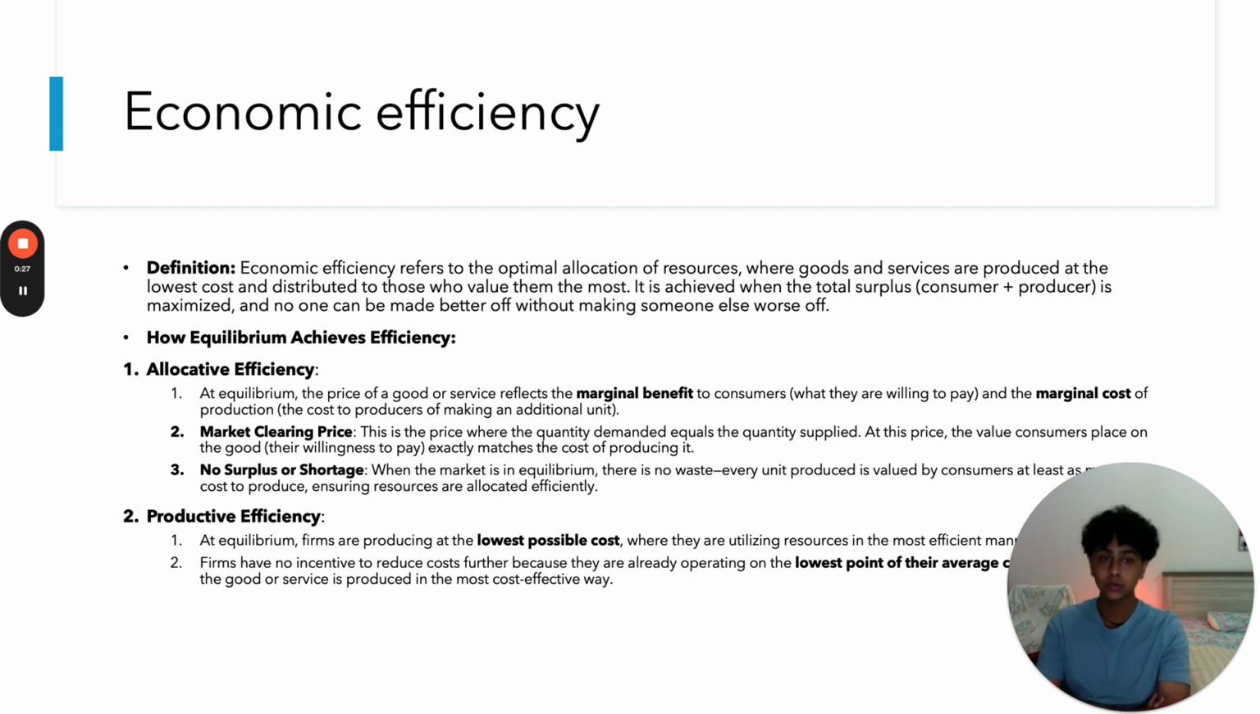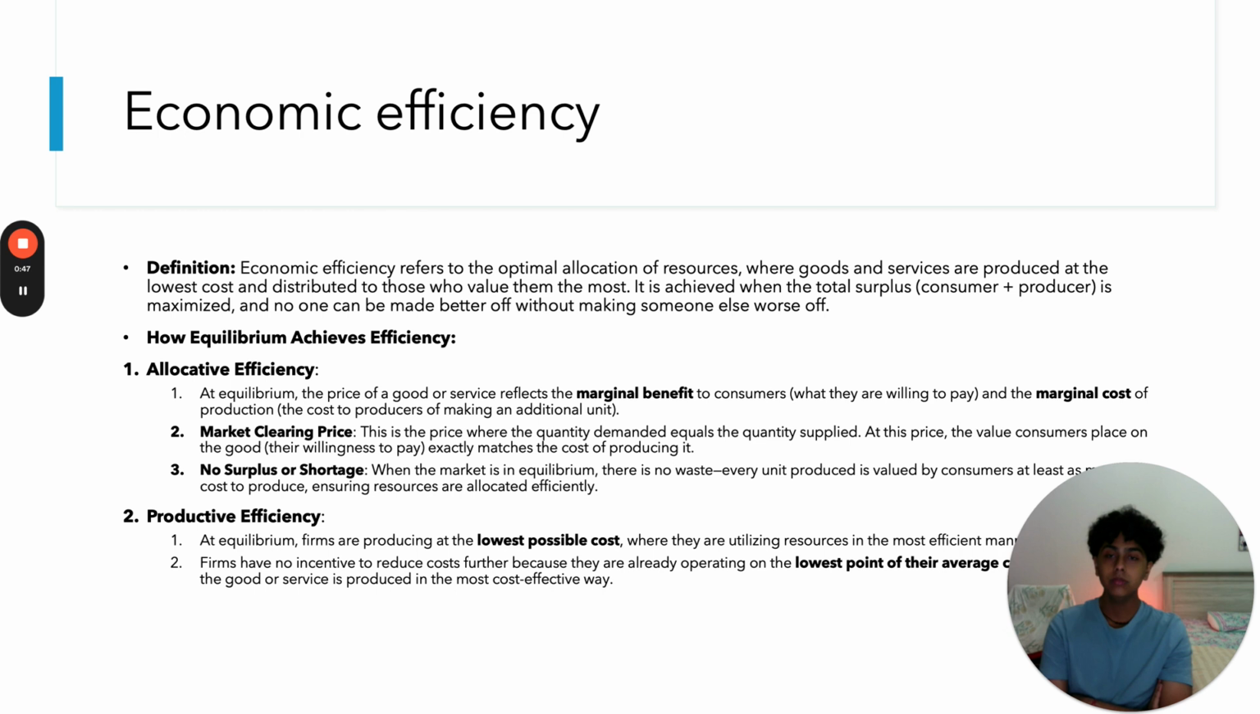It is achieved when the total surplus, which is the consumer surplus and producer surplus, and don't worry about this, I will explain this. Think about it as how much benefit the consumer gains from buying the good and how much the producer gains from selling the good. When this total surplus is maximized, no one can be made better off without making someone else worse off.